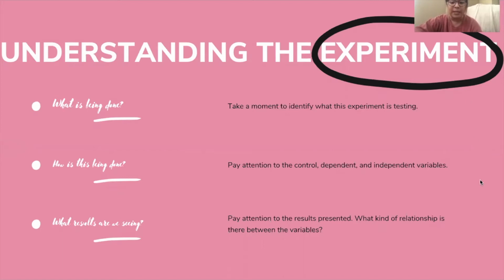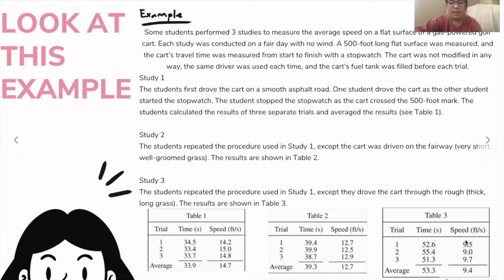You also need to pay attention to your control, dependent and independent variables, as well as the results. What kind of relationship are we seeing between the variables that we noticed? So all of this information can typically be found in that introductory paragraph. So let's look at this first example together. Let's try to answer those questions by just looking at this introductory paragraph.